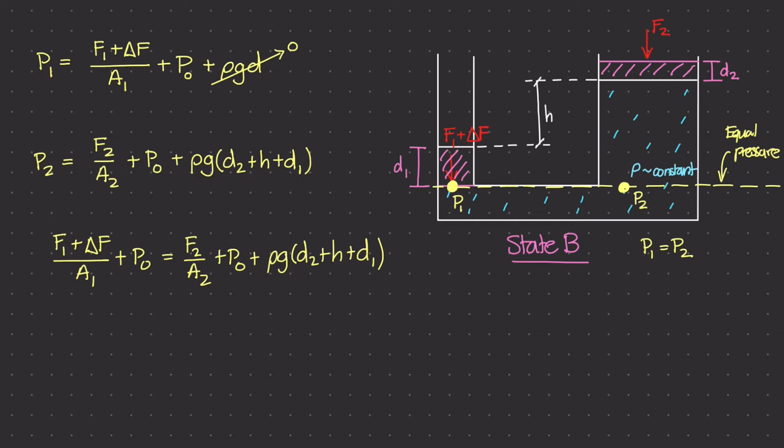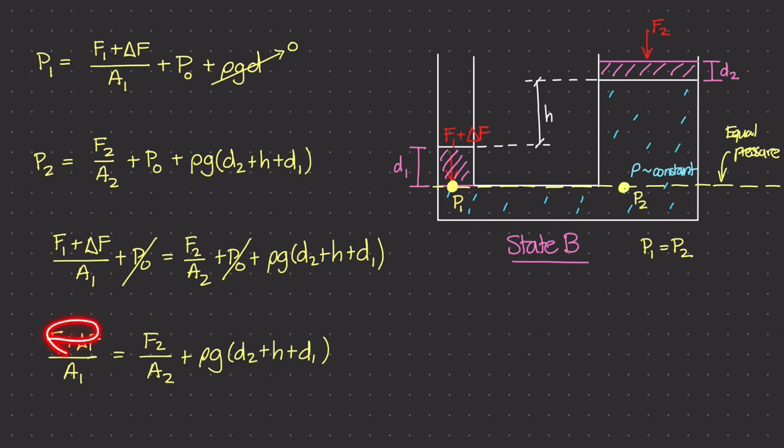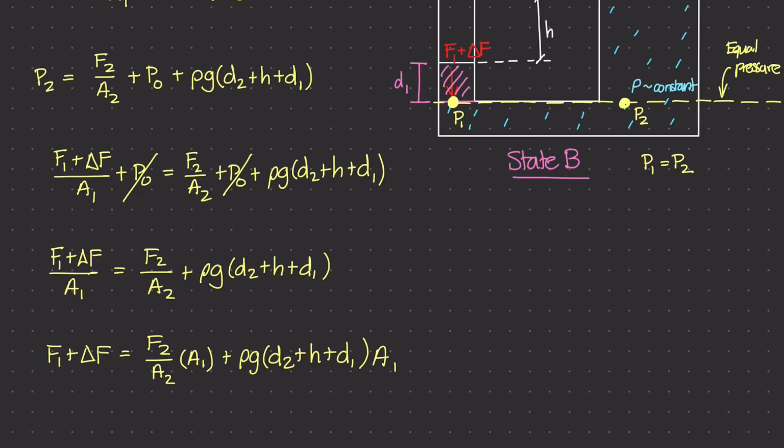Now, the very first thing you can probably see is that these two P naught values cancel out, right? They're constant, they're both the same in both equations. So those two terms cancel out. And what we're left with is this equation. So F1 plus delta F over A1 is equal to this term here on the right-hand side. And now what I can do is multiply both sides of this equation by this A1 term. So on the left, we'll just get F1 plus delta F. And this is what we're left with when we multiply A1 by both sides, right? We have this equation right here.